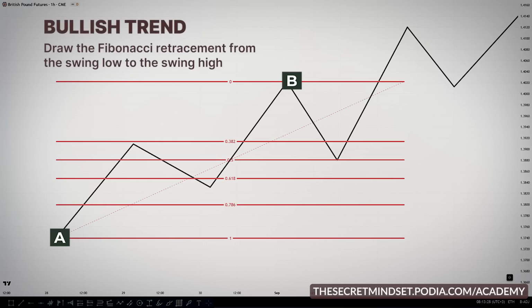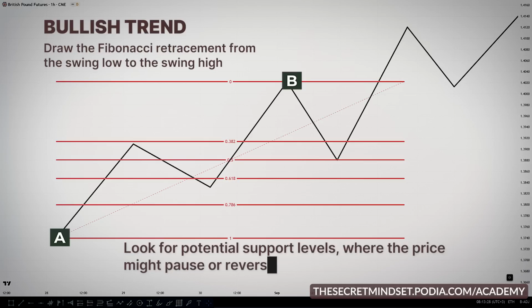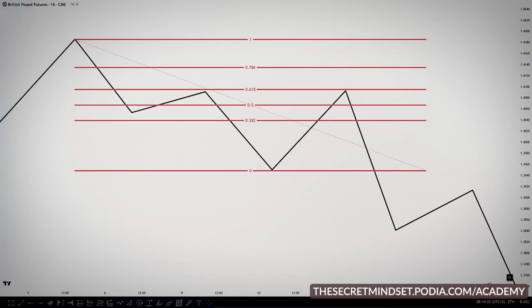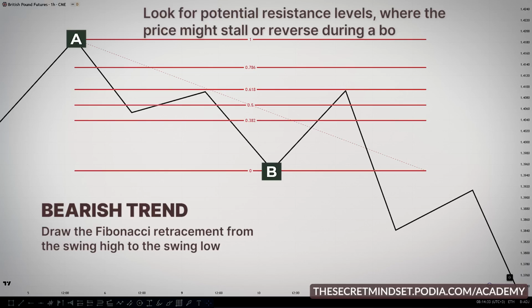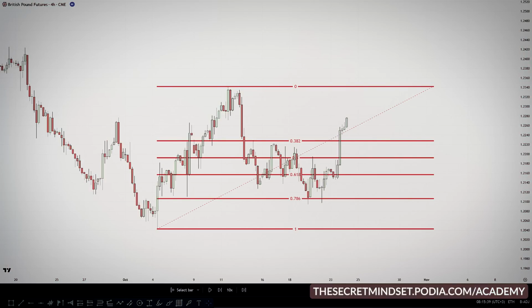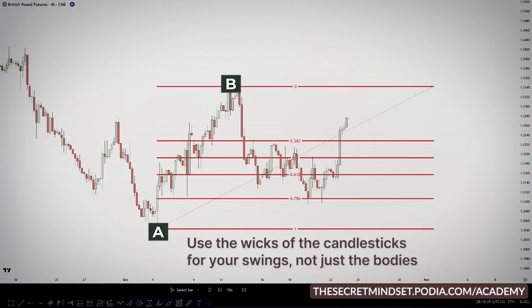This makes sense because in an uptrend, you're looking for potential support levels where the price might pause or reverse during a pullback. In a bearish trend, you'll draw from the swing high to the swing low. You're looking for potential resistance levels where the price might stall or reverse during a bounce. When drawing these lines, it's important to use the wicks of the candlesticks for your swings, not just the bodies.